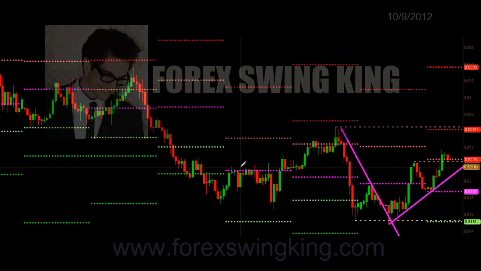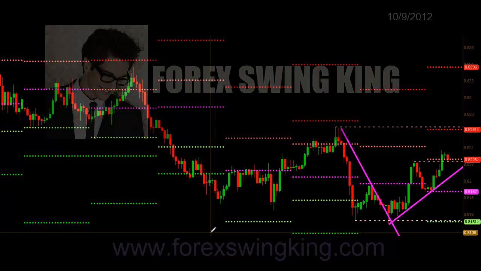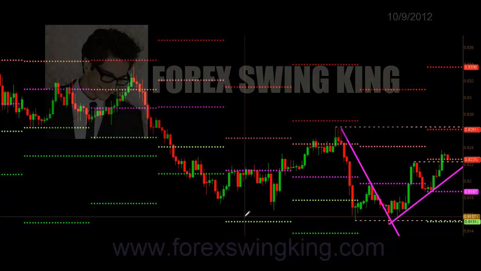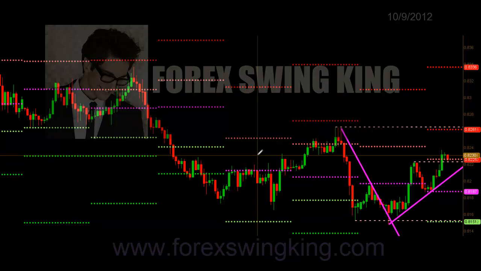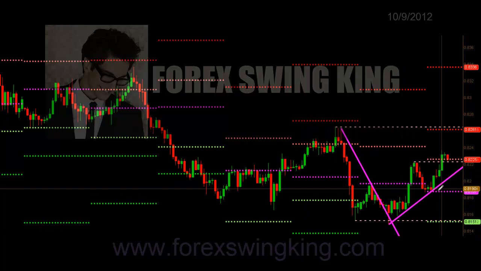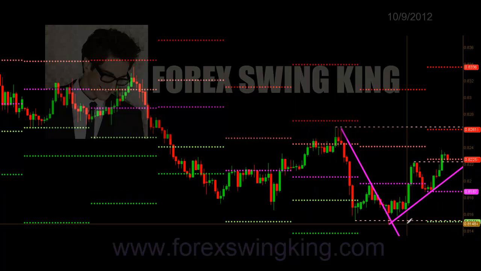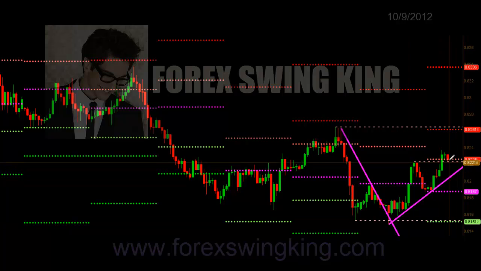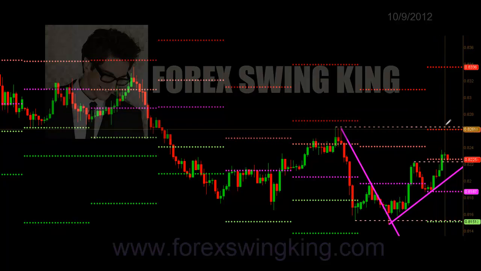Okay, looking at the NZD USD, this is a trade that I'm already in. Taking it long, .8157 is the entry, and we're looking at about 70 pips right now. So I'm looking for this pair to break the diagonal support buy line, and if it can break that going to the downside, I'll exit the long and take a short position. I would really like it to reach this level here, .8264.